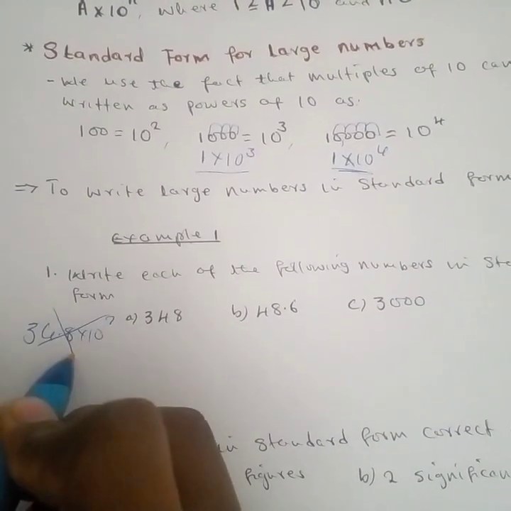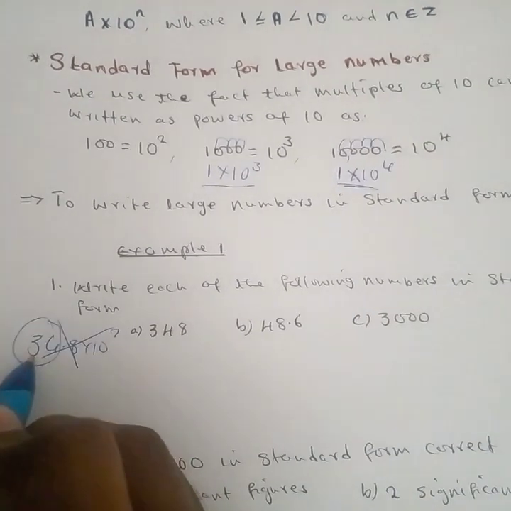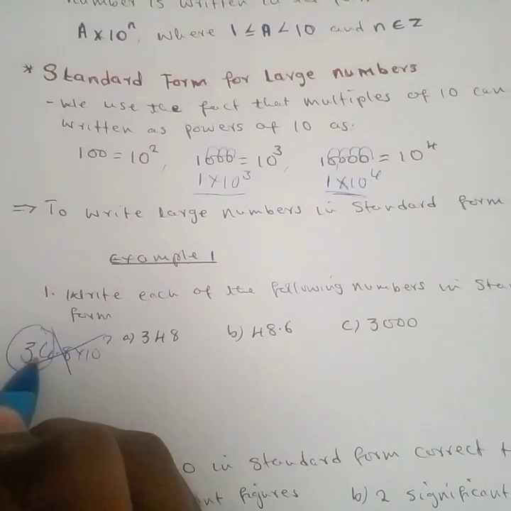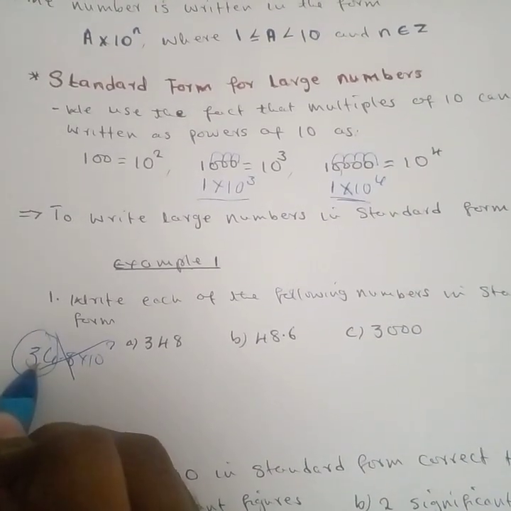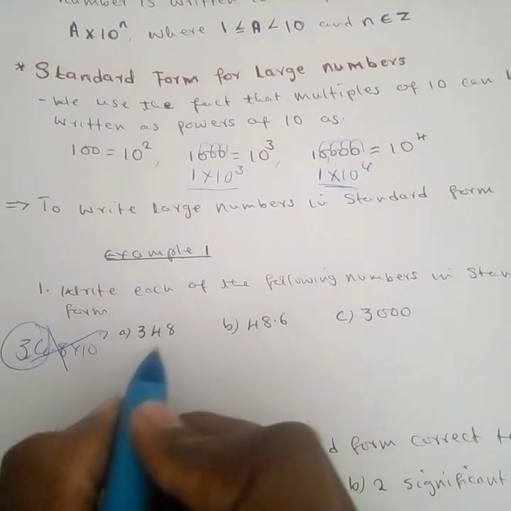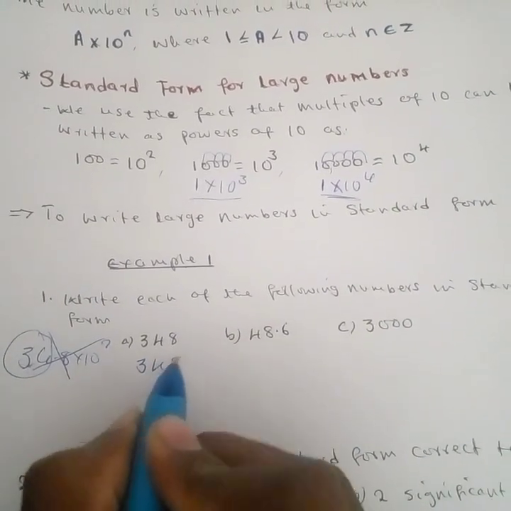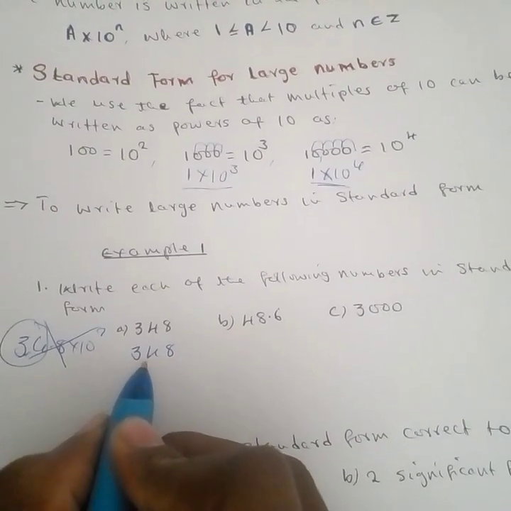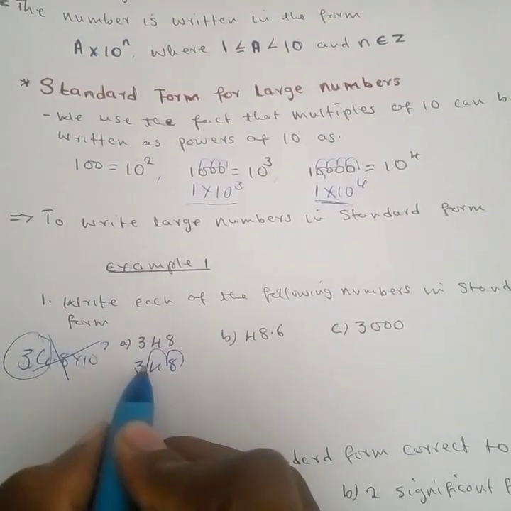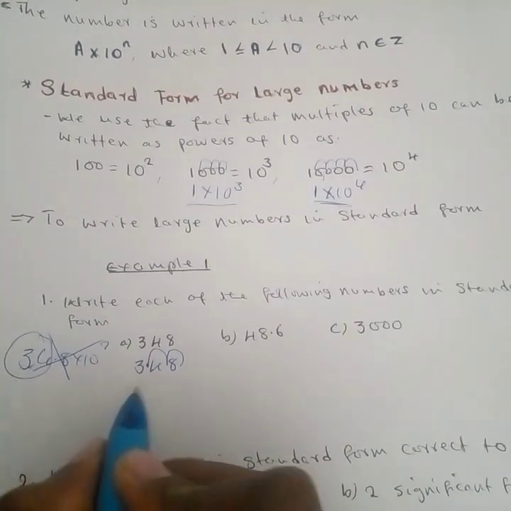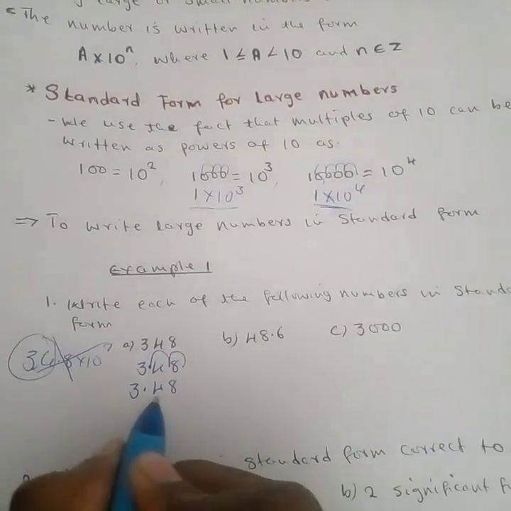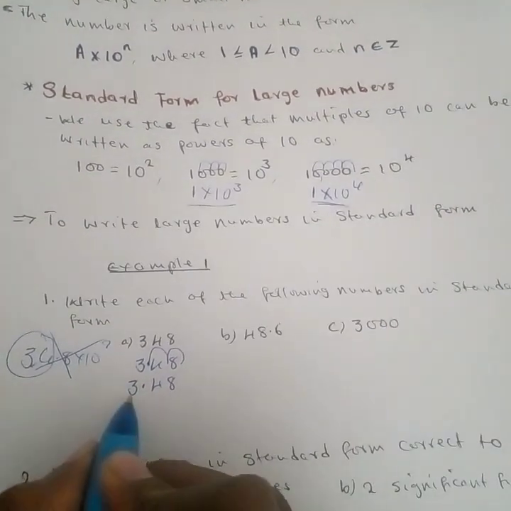This will be totally wrong, because on this side we have 34. It's supposed to be only 3, a number which is greater than or equal to 1 but less than 10. So we are going to round off 3, 4, 8 to the nearest whole number. We move from this: 0, 1, 2. Where we reach here, this is where we put our decimal point. So it will be 3.48.